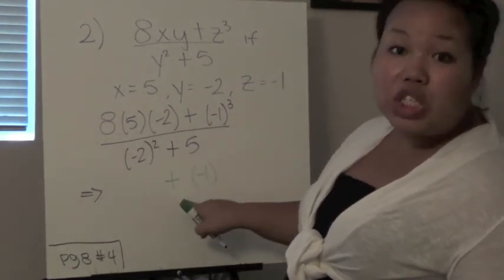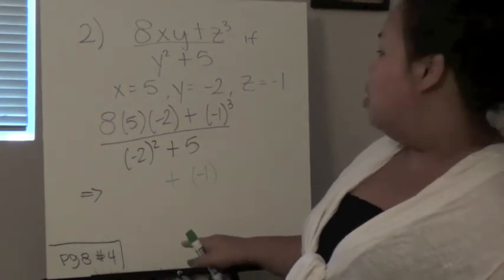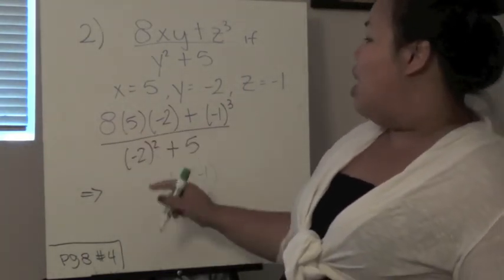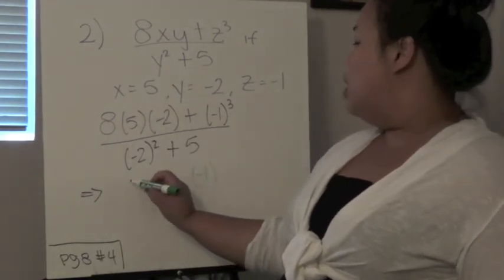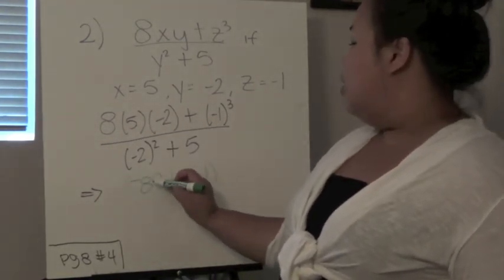And then we also do multiplication. Remember, addition and subtraction is last. Okay? 8 times 5 is 40. 40 times negative 2, which would be negative 80.